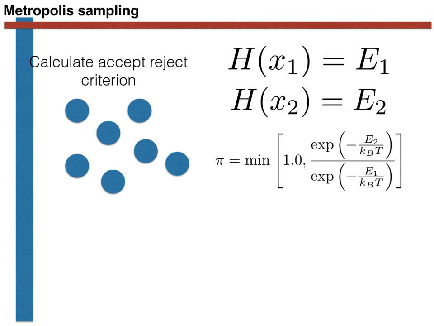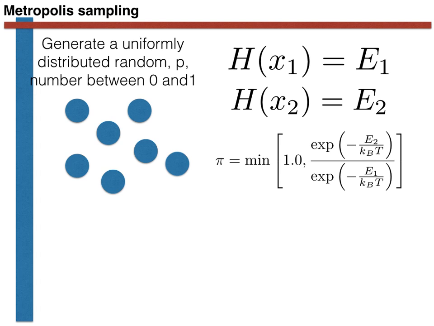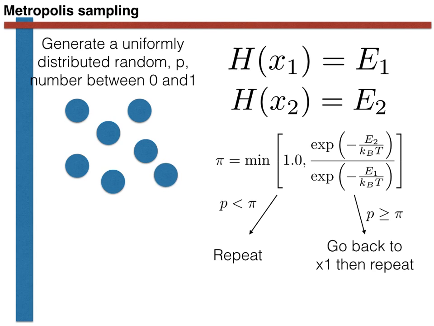Now comes the critical step. We generate a uniformly distributed random variable between 0 and 1, and we call this random variable p. If p is less than pi, we accept the move to x2, and we repeat the process of making a random move, but starting from the state x2 rather than x1. If, by contrast, p is greater than or equal to pi, we reject the move and go back to the microstate x1, and continue on by trying a new and different random move, starting from x1.